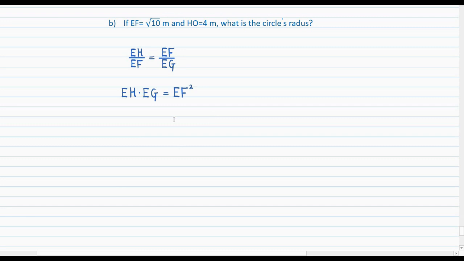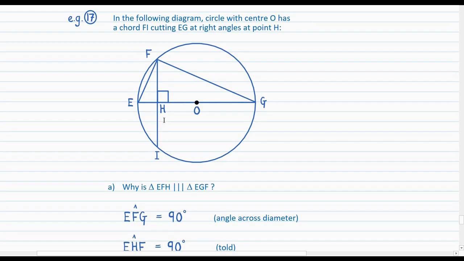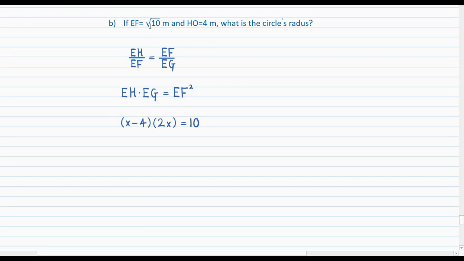And this is where I'll bring in the usage of x to represent the radius. So we can rewrite EH and EG in terms of x. Let's go back to the diagram. So they told us that side HO is 4 meters. Therefore, side EH would be radius of x minus 4. And side EG would be 2 times the radius, meaning 2x. And they told us EF is root 10. So EF squared would just give a value of 10. Then expand this, and you get 2x squared minus 8x is equal to 10.